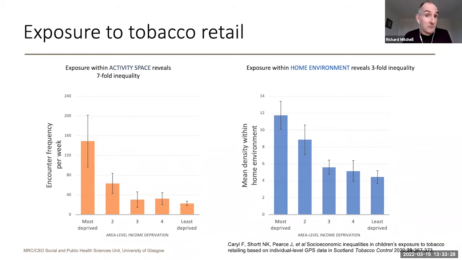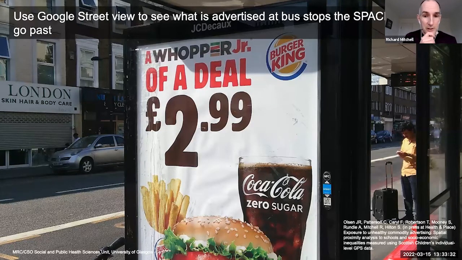So we can do it for exposure to tobacco retail. We can also, using some interesting new tech, and this is work led by John Olson, look at adverts. So Google Street View, those crazy cars that you see driving down the road taking photos of everything, offers us a chance to see what's being advertised. So we used Google Street View to see what was being advertised at the bus stops that the kids in the Spaces study went past.